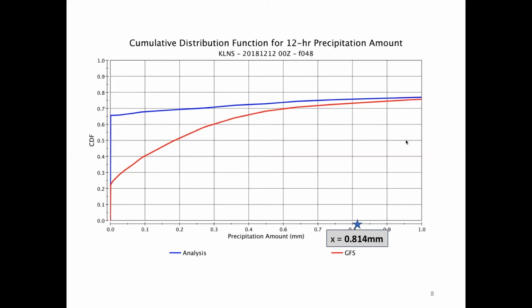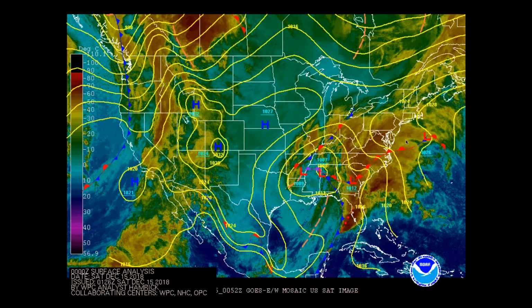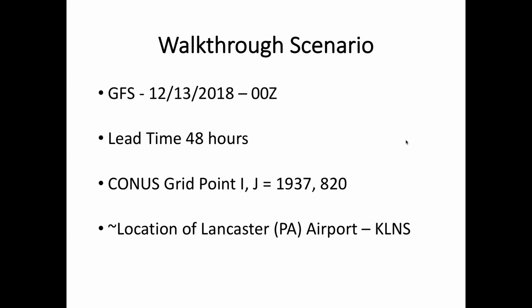And I have to go back a few slides. Something got a little screwed up. So our walkthrough scenario is going to be from the GFS from last December, the 0Z run from the 13th at a lead time of 48 hours for CONUS grid point 1937 by 820, and it's the approximate location of the Lancaster, Pennsylvania airport, KLNS.